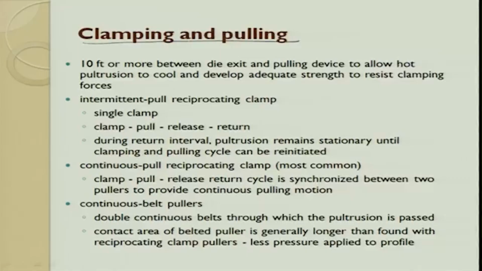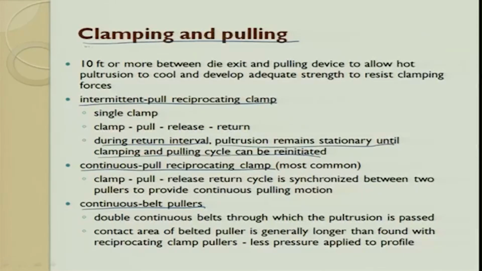Clamping and pulling. So, the clamping can be here, the pulling can be intermittent pulling, which is reciprocating clamp, continuous pulling, reciprocating clamp, continuous belt puller is also there. So, here there is a single clamp, the clamp pulls through and gets released, and then it also has intervals. During the return interval, pultrusion remains stationary until the clamping and pulling cycle can be reinitiated.